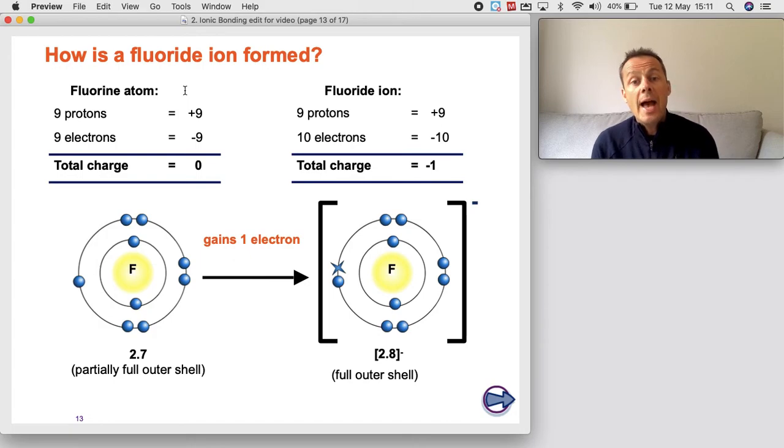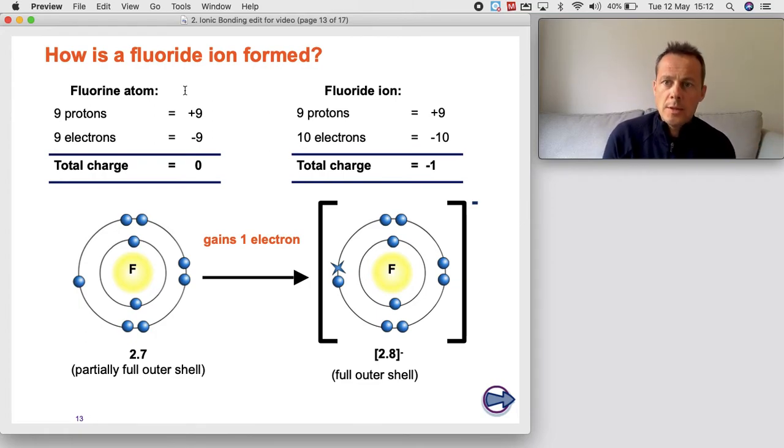That will then give it 8 electrons in the outer shell. That extra electron has now messed up the balance of the positive and the negative charges. So in a fluorine atom, we have 9 protons and 9 electrons, no overall charge. But in a fluoride ion, even though it's now stable, we've got a negatively charged ion because it has 9 protons but 10 electrons. So there is an extra negative charge.